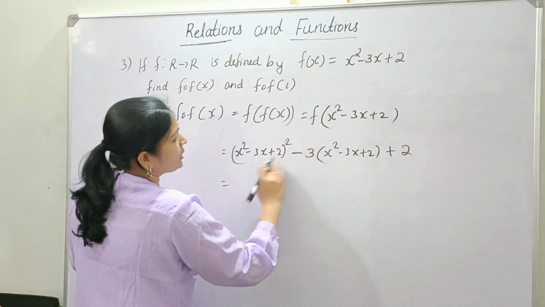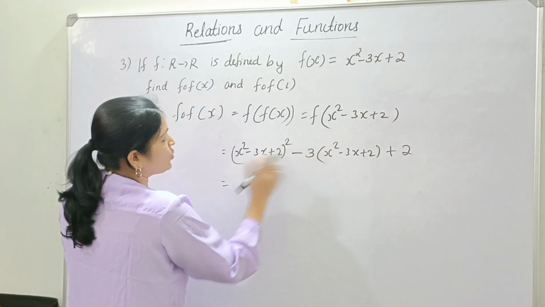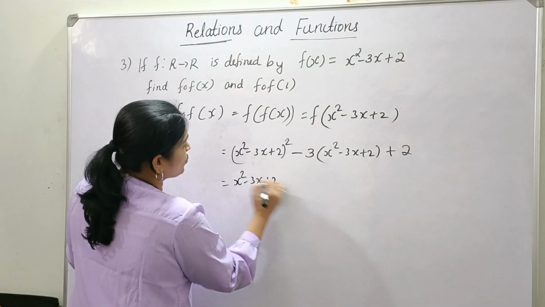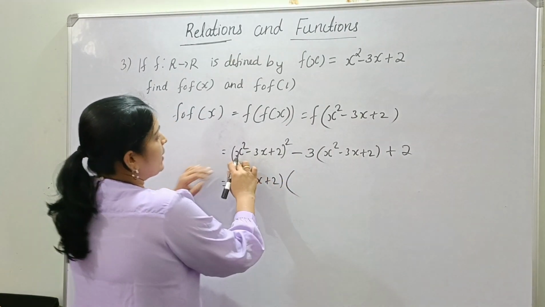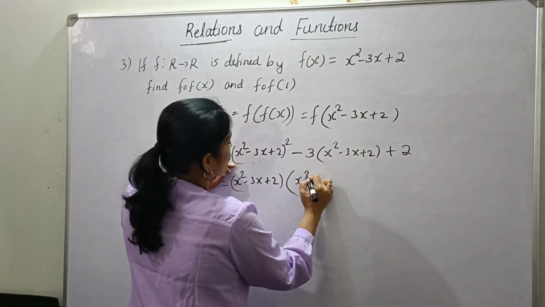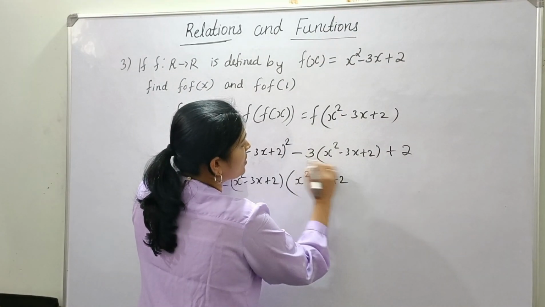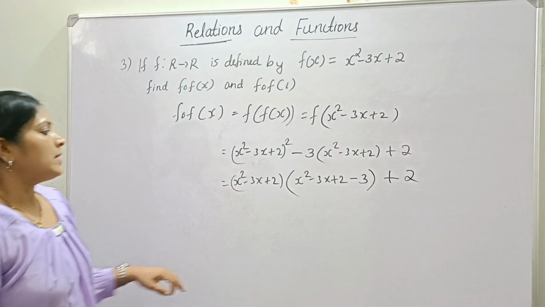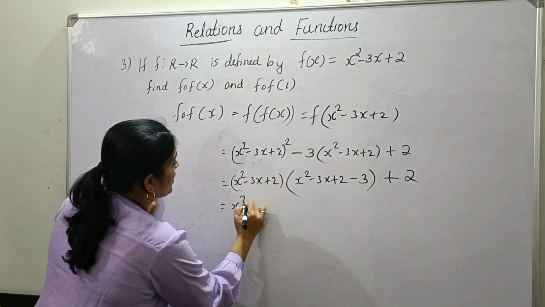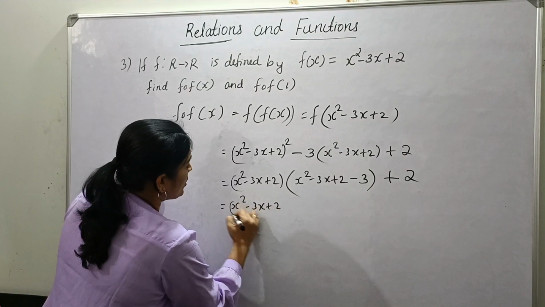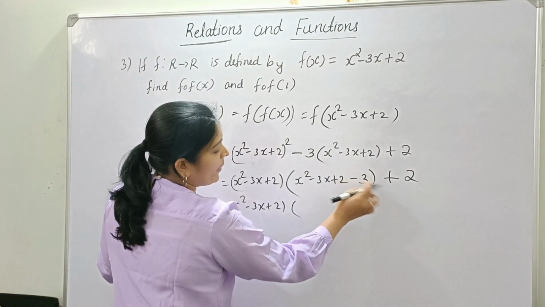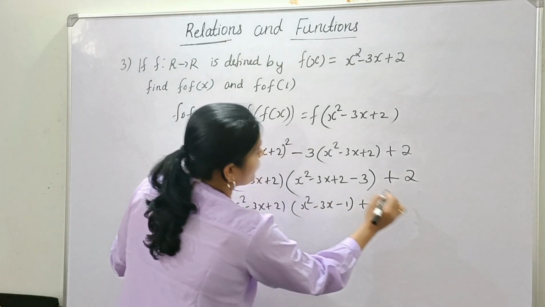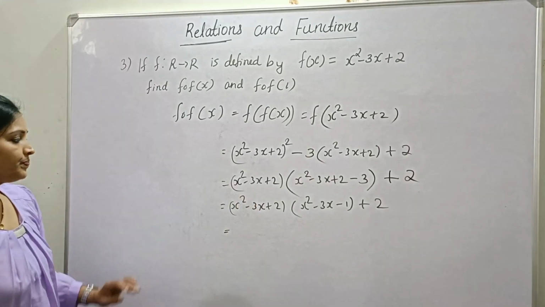Now here, seeing both terms, x² − 3x + 2 is common. Let us take it out. (x² − 3x + 2) into (x² − 3x + 2 − 3) plus this 2. And here it will become (x² − 3x + 2)(x² − 3x − 1) plus 2. Now let us expand this one.